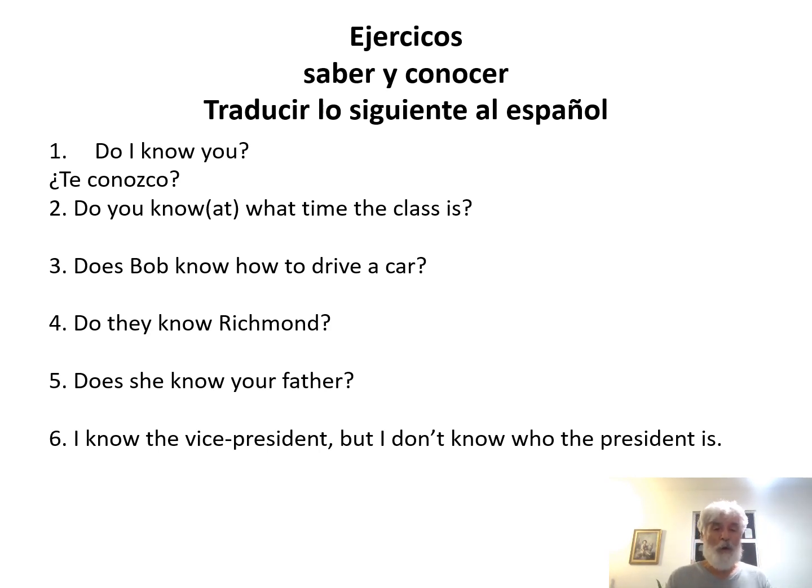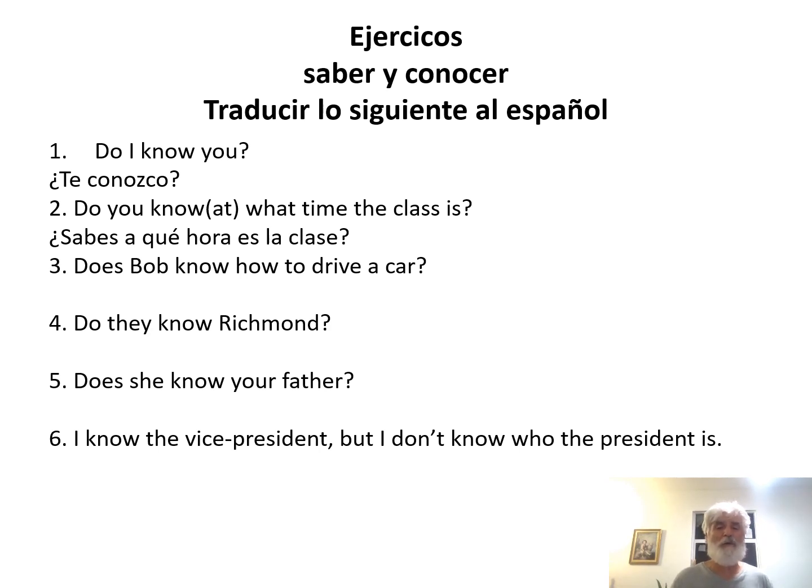Do you know what time the class is? Do you know when the class is? That's a factual thing, right? Is the class at 7, 1? So you're going to use saber. So, ¿sabes tú a qué hora es la clase?